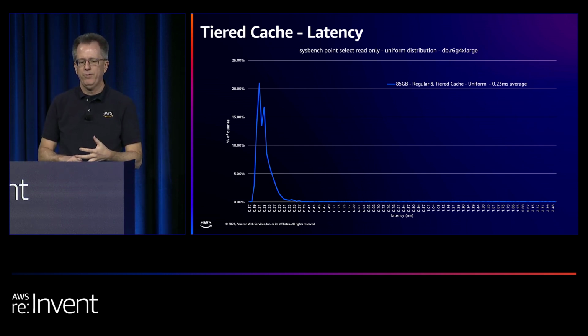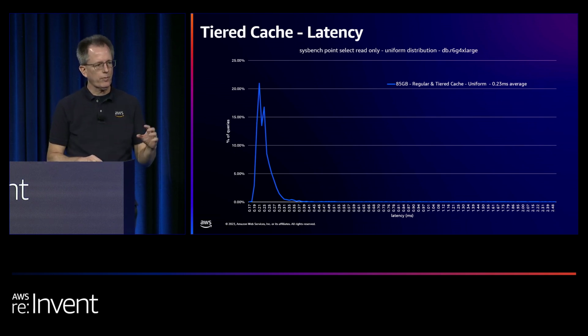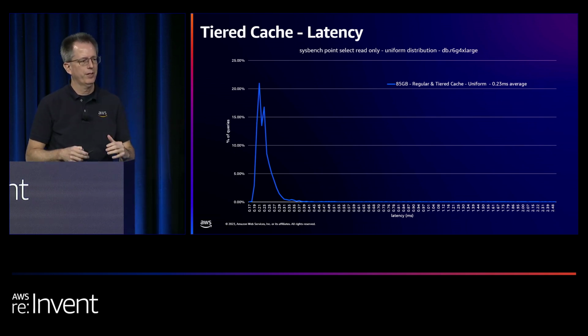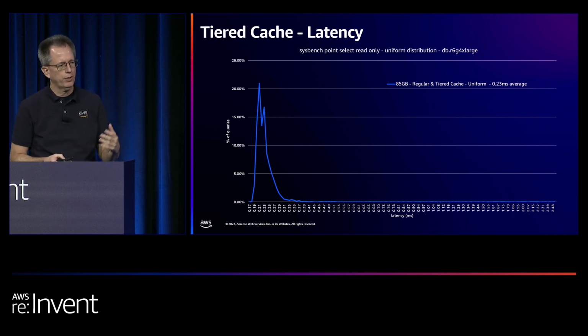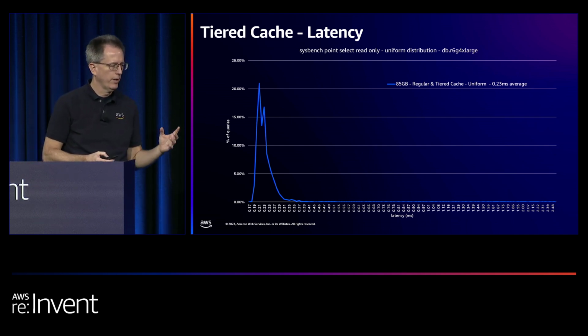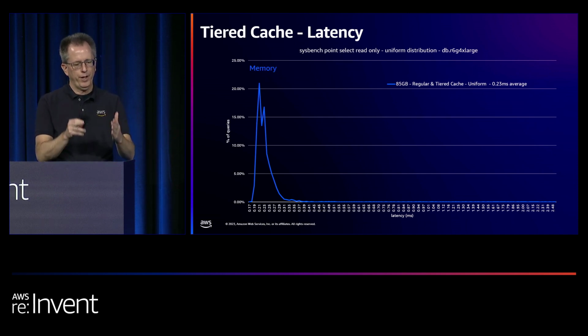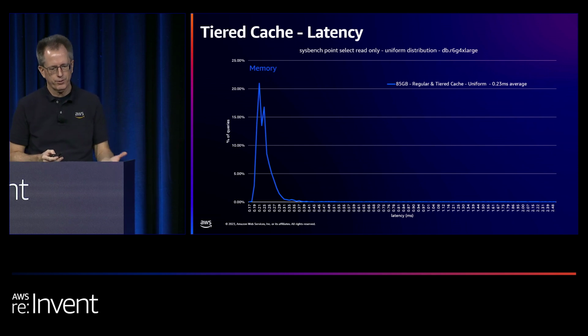So I run with an 85 gig working set, right? And it doesn't matter whether I'm using the tiered cache or not because this all fits in memory. So we're not using the tiered cache anyway. And what we see is about a 23 millisecond average latency. And everything that's happening on that blue side that I'm labeling mem, memory, is happening in memory, right? So we like this. This is how we like to run our databases, right?